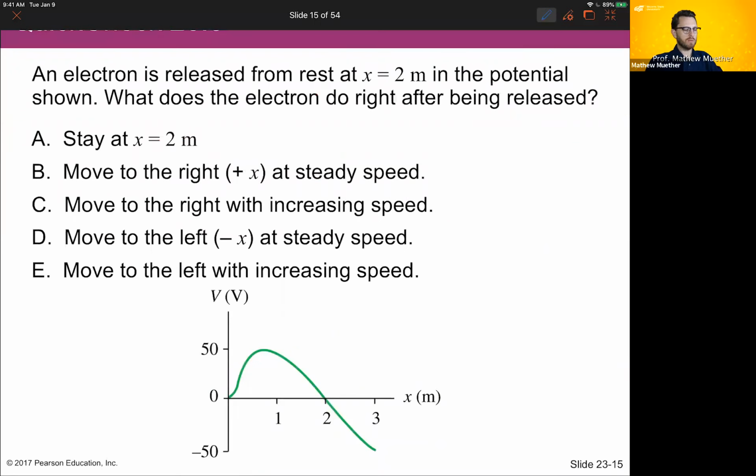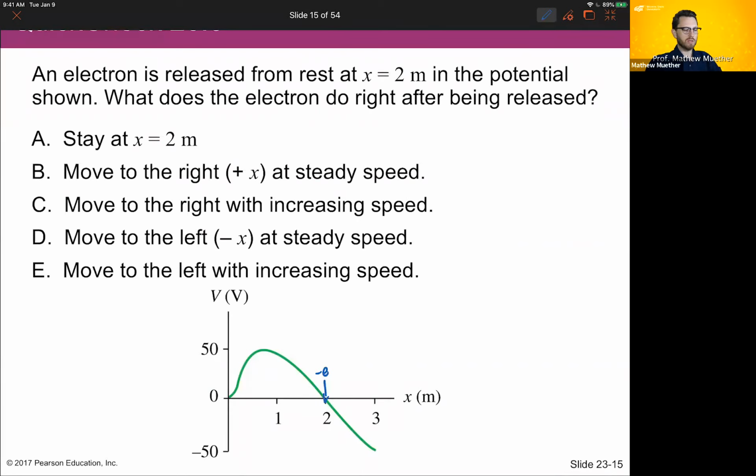Okay, what about this one? So now we have an electric potential that I show you in the plot at the bottom here. And we're gonna imagine that we put a charged particle, a negatively charged electron, into this space. And we're going to put it right here at 2 meters. And then we place it there at rest, and then we're going to release it. And we want to know what happens to that electron right after I release it.